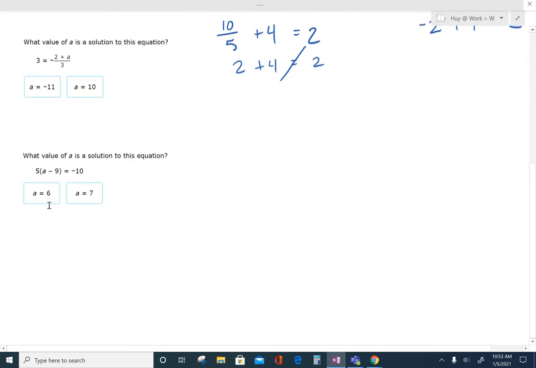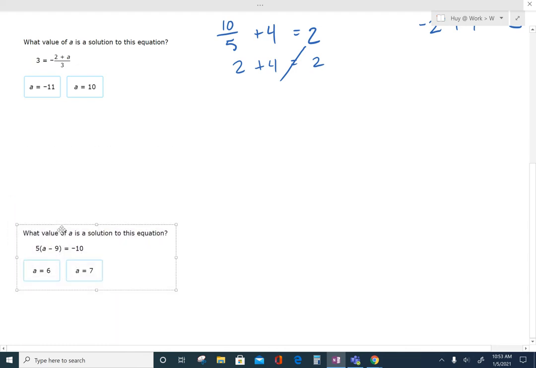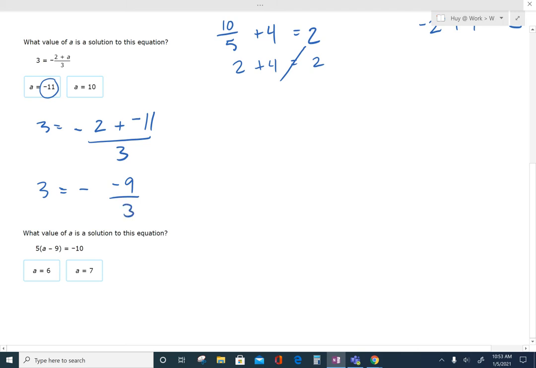Right. Even when we get to more complicated stuff, we're still going to use the same technique of substitution. So here we have 3 equals negative, and let's do 2 plus a over 3, right? So I'm going to substitute. Let's just check our first one, which is negative 11, right? And I'm going to put negative 11 there. So I'm actually going to erase that because I don't want to rewrite the whole thing, okay? So 3 equals a negative 2 plus negative 11, which is negative 13 over 3.